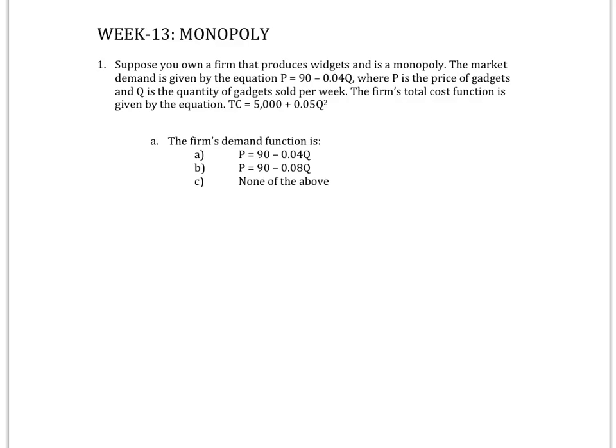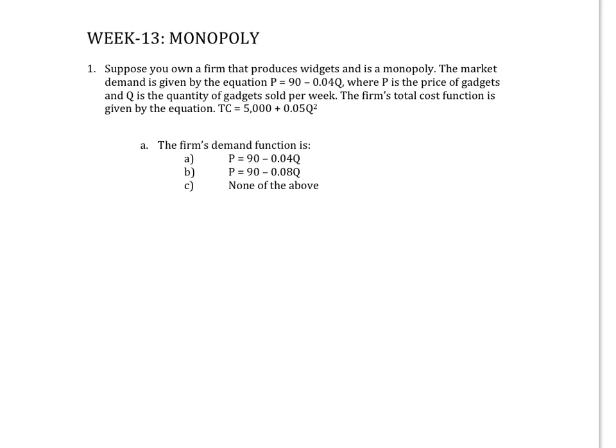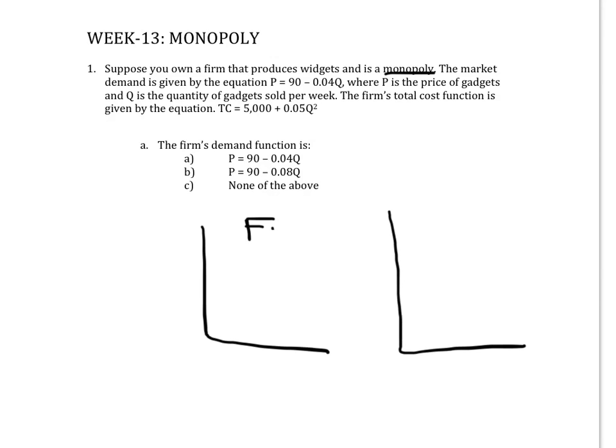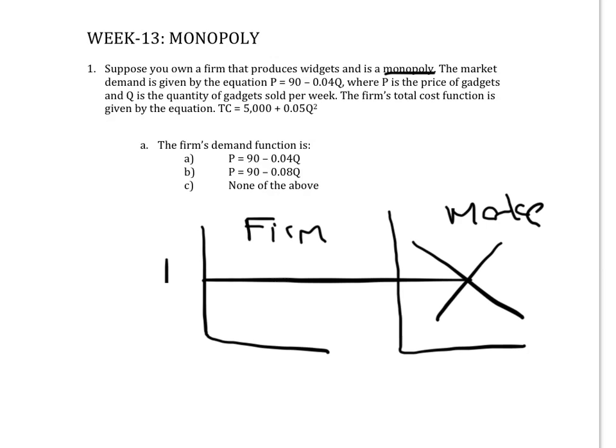So here we have a market or a firm that is a monopoly, and what that means is that the firm is going to be able to set the price. In other words, instead of having the firm and the market, where there's a demand and a supply and the firm takes a price from that market, that's not what we're going to have. In this particular case, we have a firm that is in fact the market. So the firm will be able to set the price.